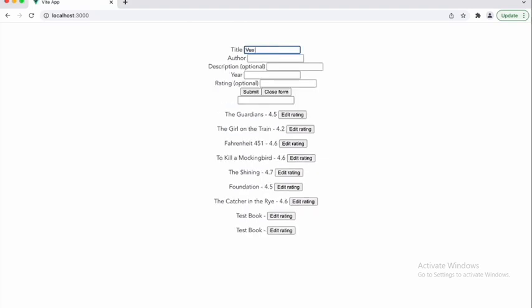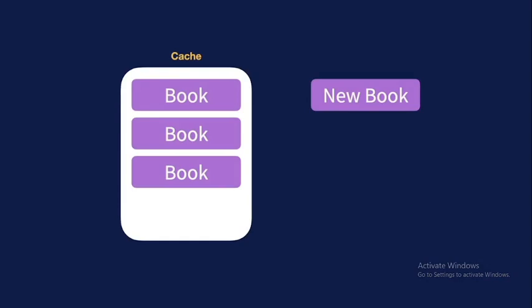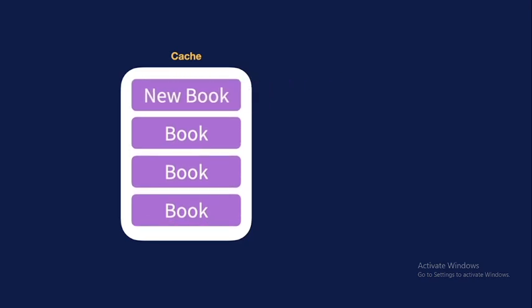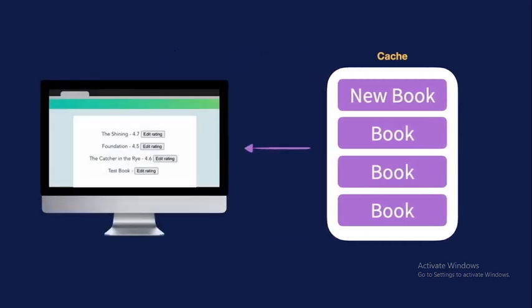However, if we try to add a new book, we will see that the list is not automatically updating like it was with updating the rating. This happens because we are creating a new entity. And for our Apollo cache, it's a new ID, so there's nothing to update. We need to work with the cache manually to update the data, and this will trigger the page re-render.